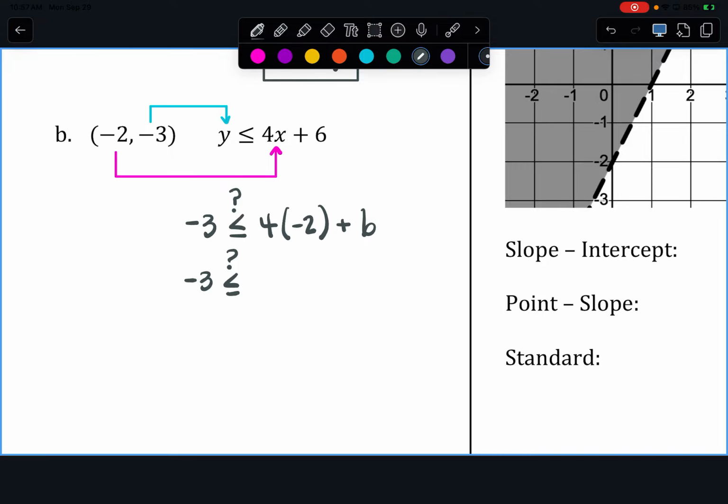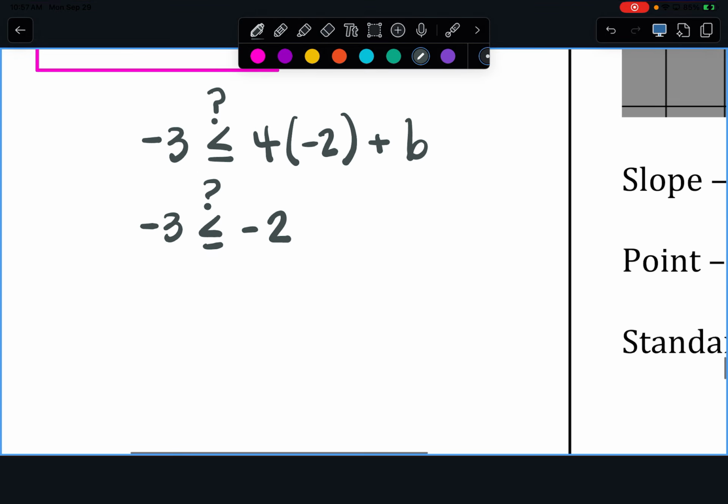You can just type in your calculator, right? That's going to give me negative 8 plus 6, which is negative 2. And then I just look at this and ask myself, is negative 3 less than or equal to negative 2? Yeah, it totally is, right?